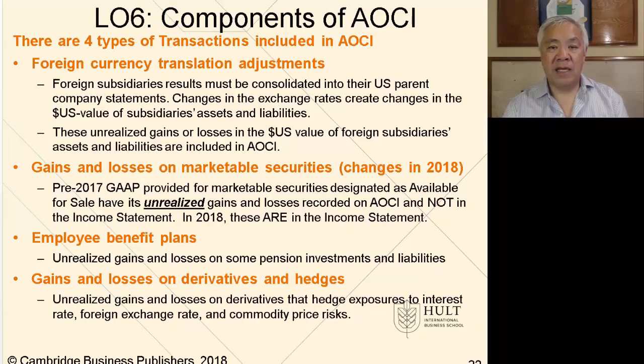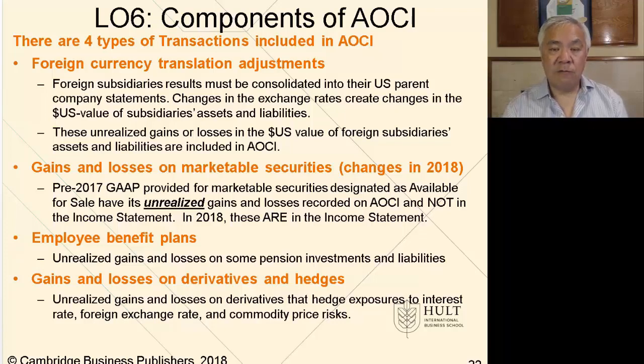AOCI, Accumulated Other Comprehensive Income. There are 4 types of transactions that give rise to entries in this area, and it is one of the more complex areas of accounting. As I mentioned earlier, the AOCI are items where it looks like a gain or loss, or it looks like a profit or loss, but it does not go through the retained earnings and the income statement. It is a straight shot into its own account called AOCI.